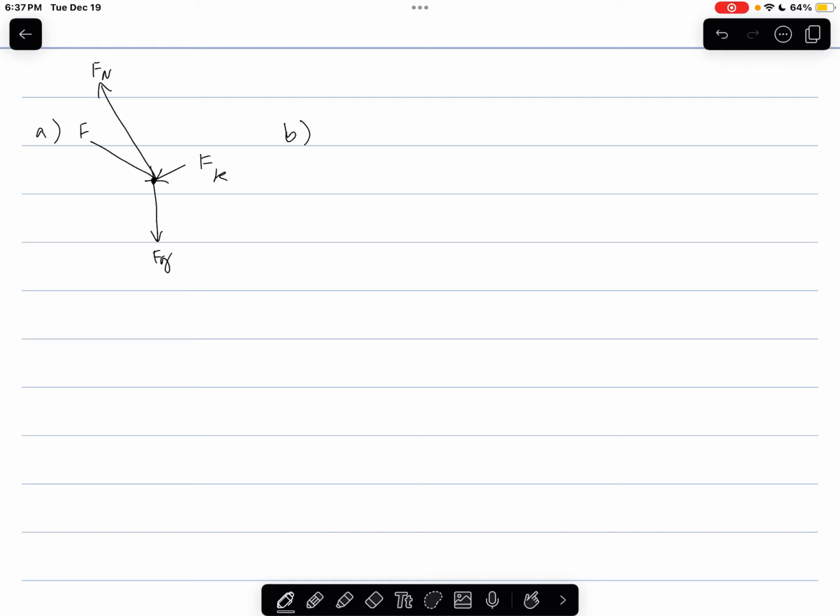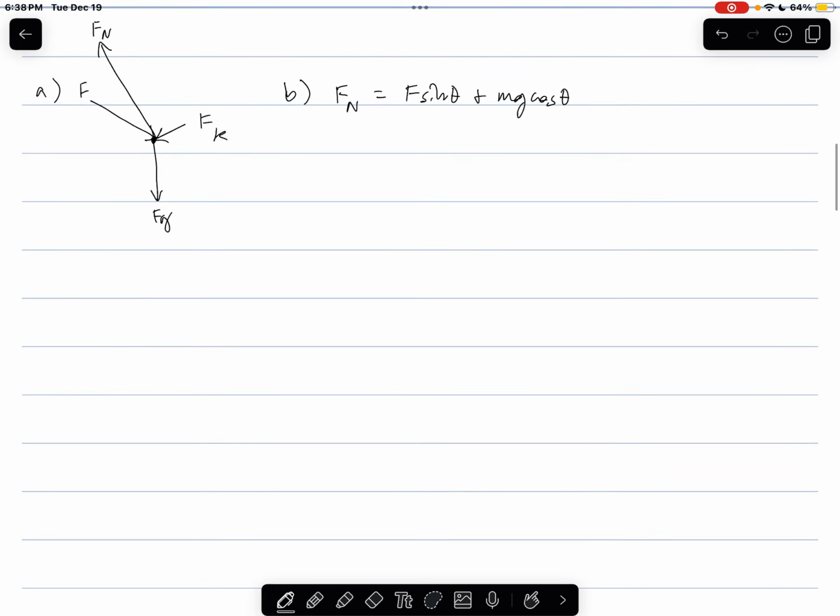Next one for part B. Like I said before, the Fn is going to be both the Fny plus Mgy. So Fn equals F sine of theta plus Mg cosine theta. And then for part C, it's going to be a lot of writing.